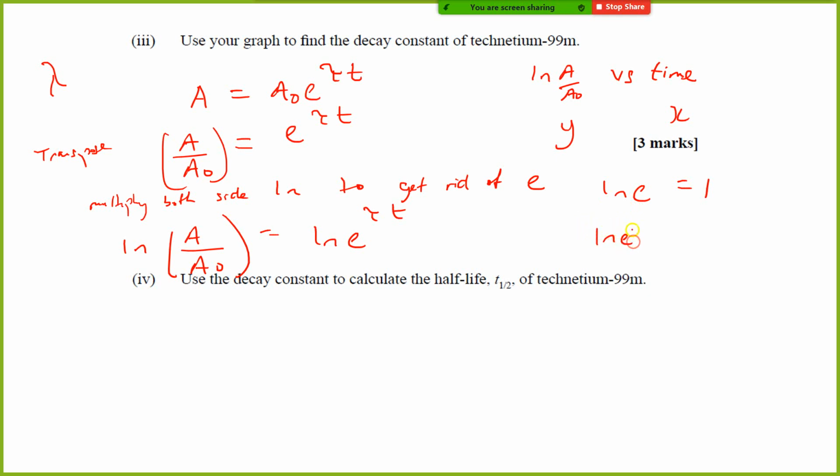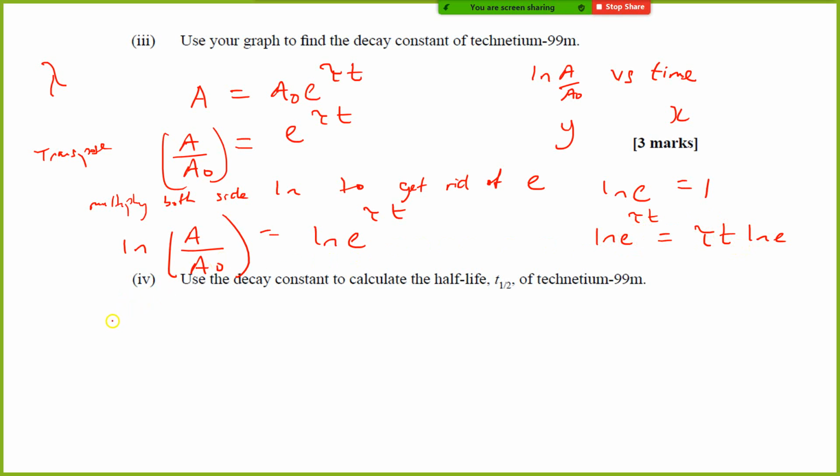So if I have ln e raised to lambda t, technically I can have the time constant times t times ln e. So technically what is in the power can come down. It doesn't affect the operation. That is what the laws of log tells us. If there's something in the power where ln is, it brings it down in front.